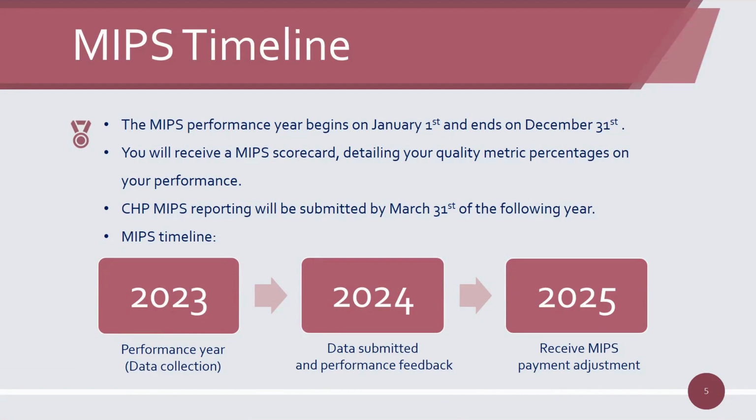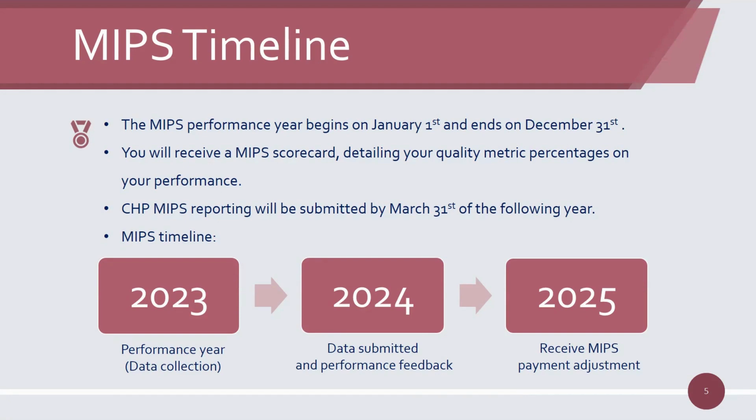The MIPS performance year begins January 1st and ends December 31st of each year. If you are a new provider with CHP, you can expect to receive a MIPS scorecard detailing your quality metrics percentages on your performance after 90 days of data has been collected. If you are an established provider already with CHP, you have received a monthly MIPS scorecard during 2022 and will continue to do so into 2023.